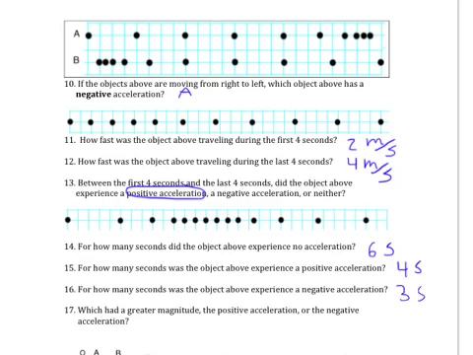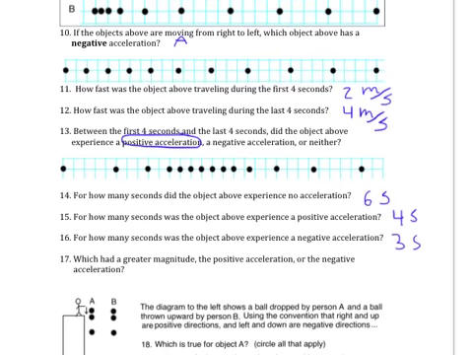Which had a greater magnitude? Magnitude is how much acceleration we are experiencing. So let's see here. In 1 second, between here and here, it dropped by 2. In 1 second here, it dropped by 1.5. In 2 seconds here, it went 1, 2, 3, 4. So the negative one has a greater magnitude. It's slowing down at a greater rate than it is speeding up. So in this case, it would be the negative acceleration. I'm just looking for the rate of change here versus the rate of change here.